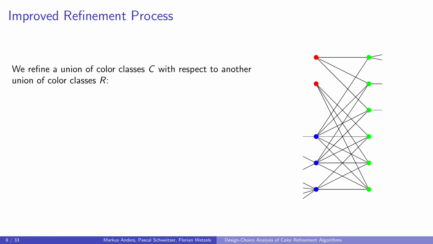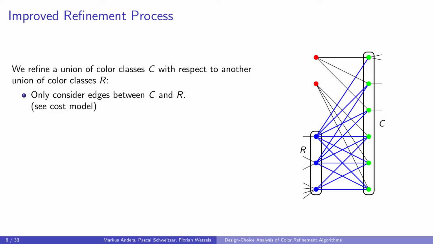We now consider a refinement of a single color class, or a union of color classes, with respect to another union of color classes. We show this on an example. In this example, we want to refine the green class with respect to the blue class. For this, we only consider edges between the two sets. Then, we partition the green class by the number of incident edges to the blue class. We get 3 new classes.